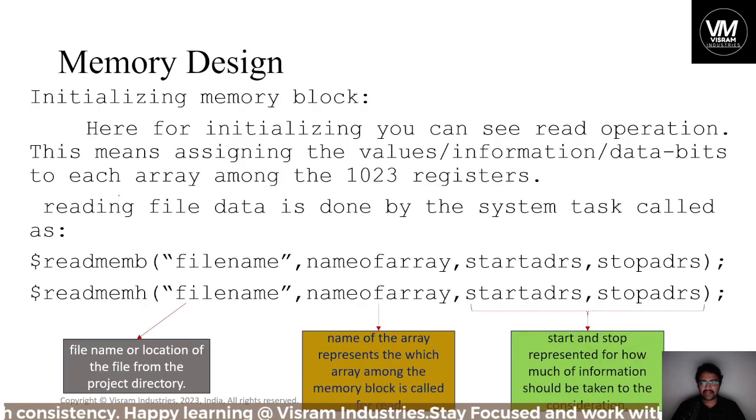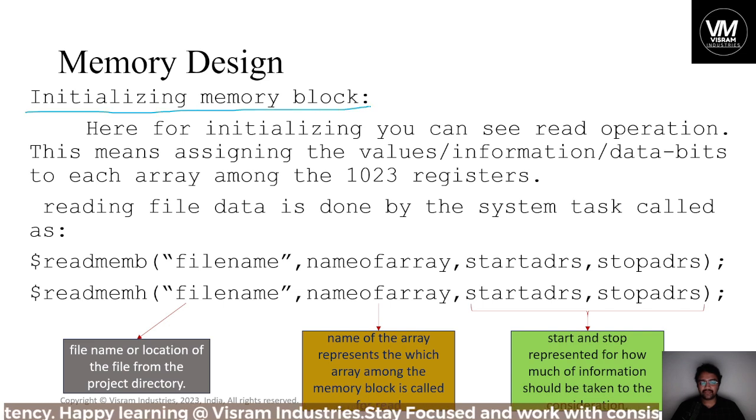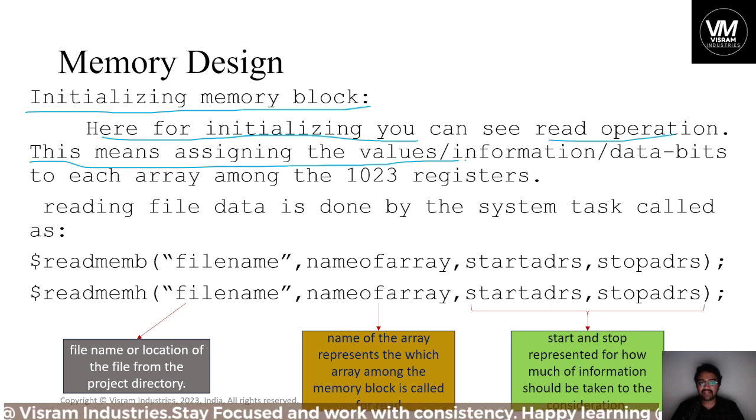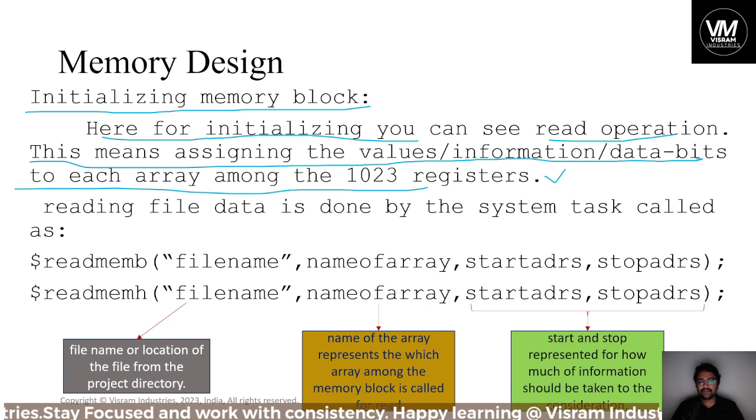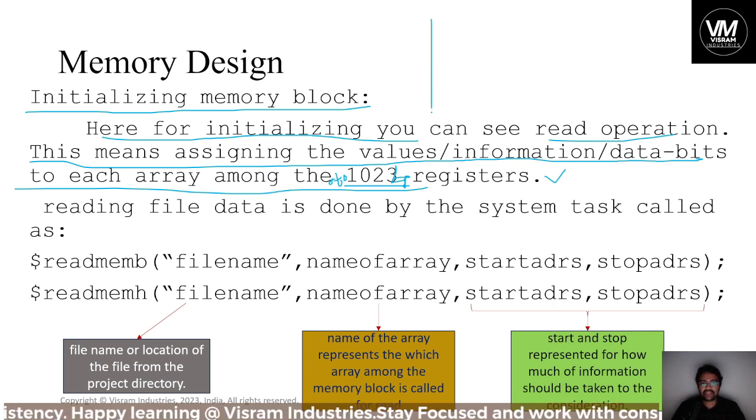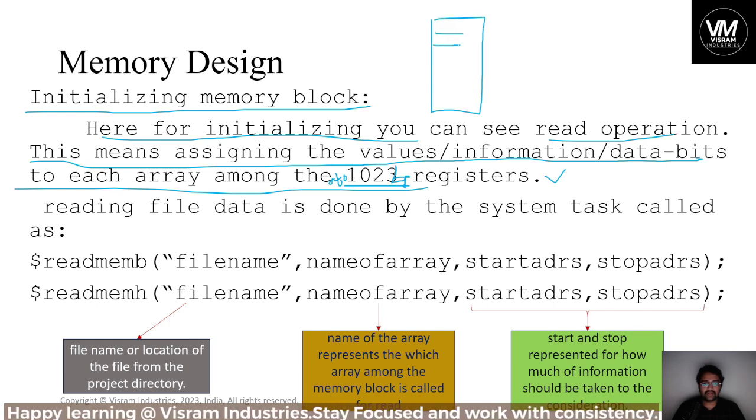Let us go to the next thing, initializing memory block. How did we initialize the memory block? Here, for initializing the memory block, you can see read operations. This means assigning the values or information data bits to each array among 1023 registers. So 1023 registers or 1024 actually, starting from 0 to 1023. And what does this mean? So group of registers are there. For that group of registers, I am writing data to each one of these.